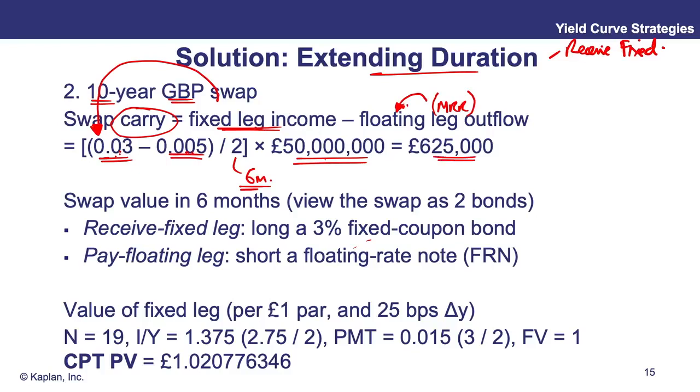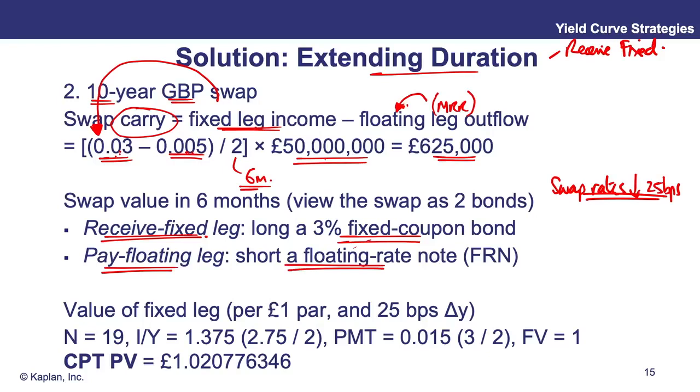We do need to mark the swap to market as well in 6 months' time. Now remember that swap rates have fallen. All rates seem to be falling by 25 basis points. Swap rates have fallen by 25 basis points as well. We can view our swap as being a receive-fixed coupon bond that we've invested in. And when we pay floating, we can view that as a short position in a floating rate note. You might remember from previous levels, this is the way that we valued a bond.